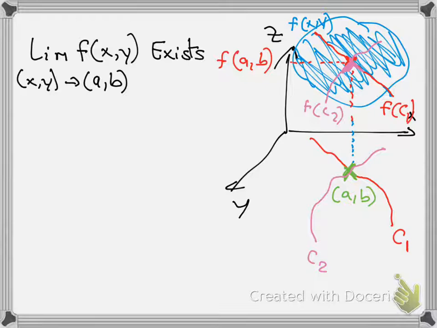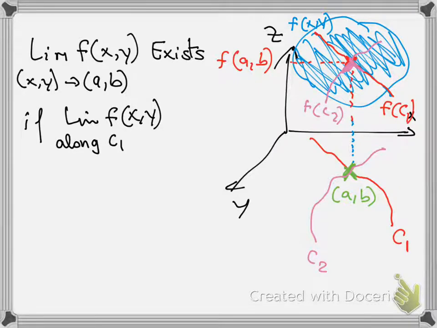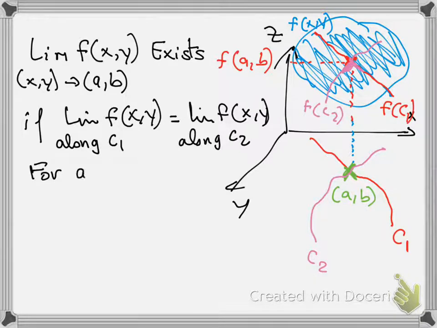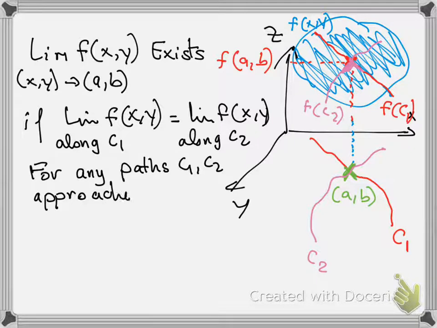So the limit of f of xy when xy approaches AB exists if the limit of f of xy along path C1 is the same as the limit of f of xy along C2 for any paths C1, C2 approaching the point AB.